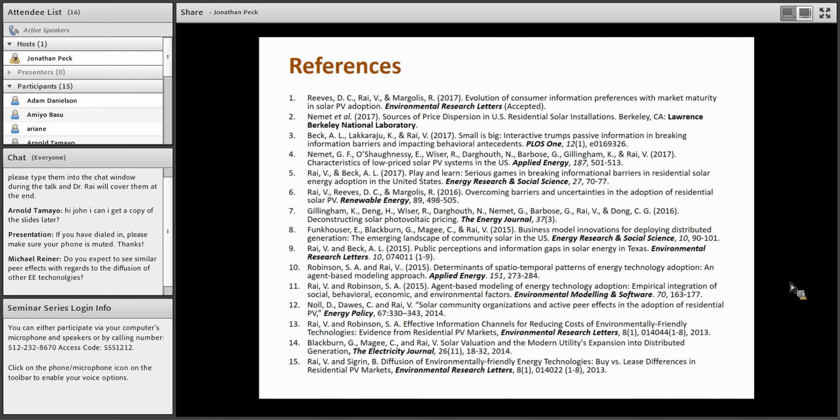So the question is, do you expect to see similar peer effects with regard to the diffusion of other EE technologies? And I take that to mean energy efficiency technologies. And so I'll respond with that view, but please correct me if I got it wrong. And we have actually looked at that question, and for that matter, some others have also looked. This is also part of our non-adopter data collection, where we were interested in understanding peer effect for solar, but then also for energy efficiency, because that data was targeting energy a little bit more broadly.